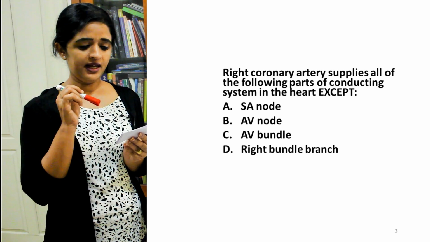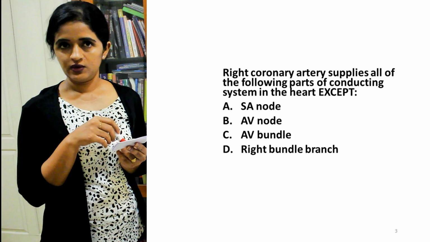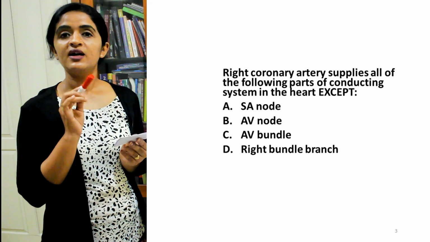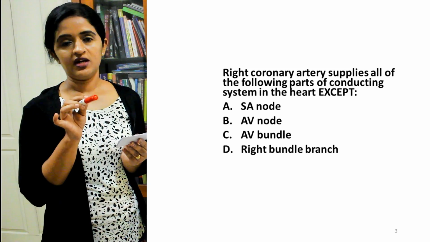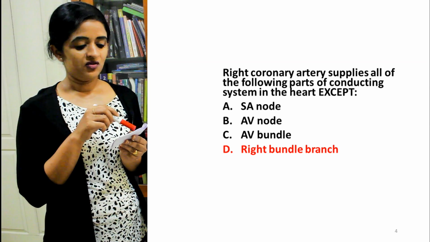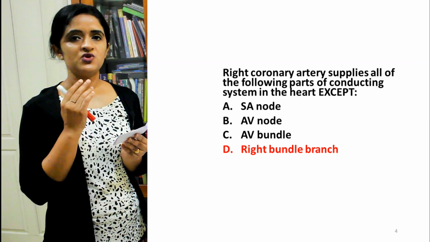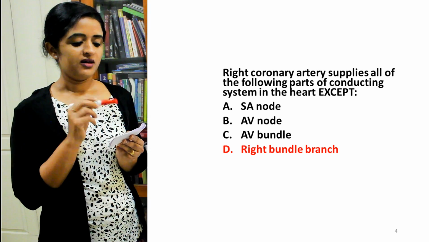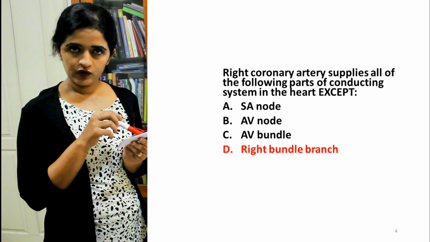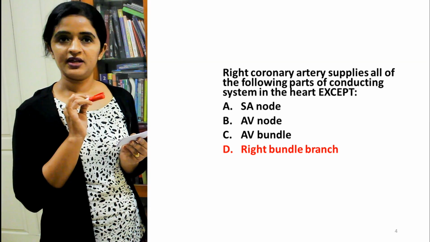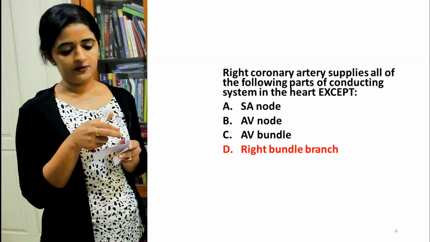Then the AV bundle, again you have the left coronary and the right coronary artery, but the right bundle branch is exclusively supplied by the left coronary artery. You might be mistaken for the right in the right bundle branch, because the right bundle branch and the left bundle branch, which are there in the interventricular septum, are mainly supplied by the left coronary artery. So among all four options, the right coronary artery supplies all except the right bundle branch. You have to keep that point in mind.